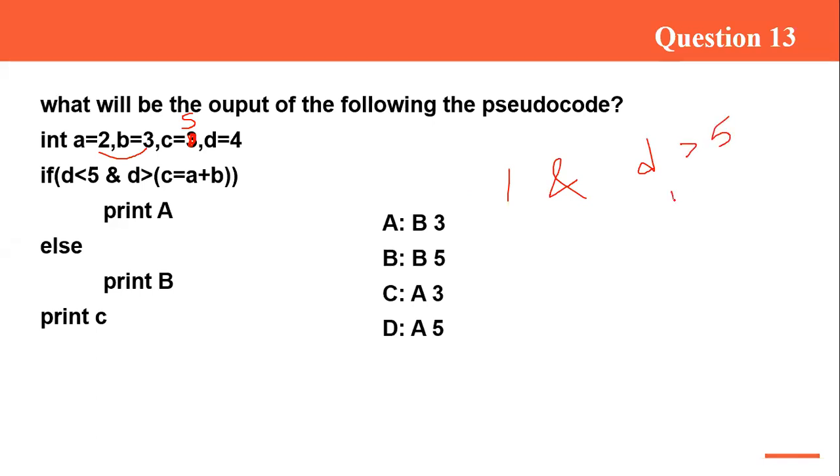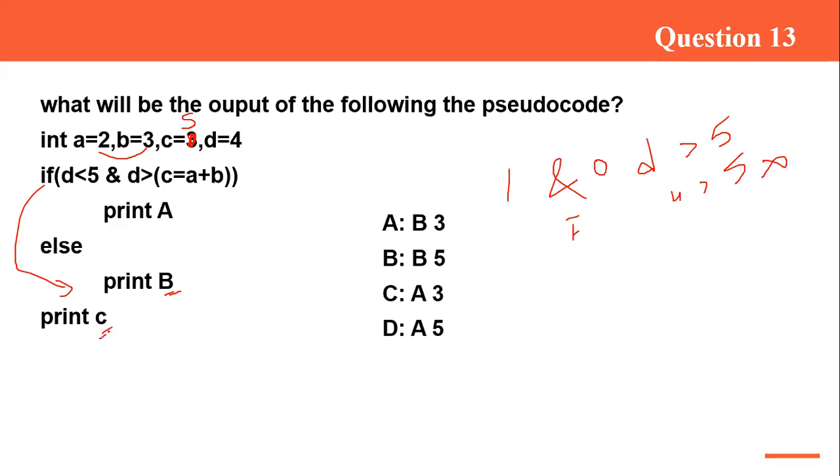What is D? 4. 4 greater than 5. Is it true or false? False. False means 0. 1 and 0, what will we consider? True and false will become true or false? False. False means it will enter into else part. In else part, what is there? Print B. It's not a small b, it is capital B.